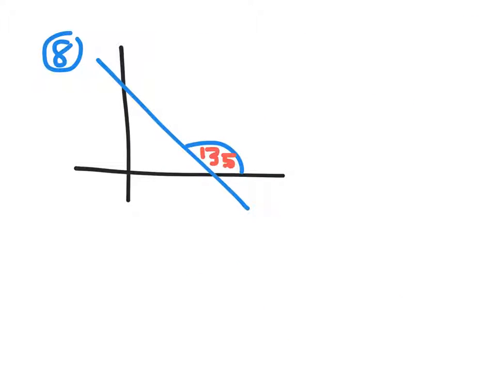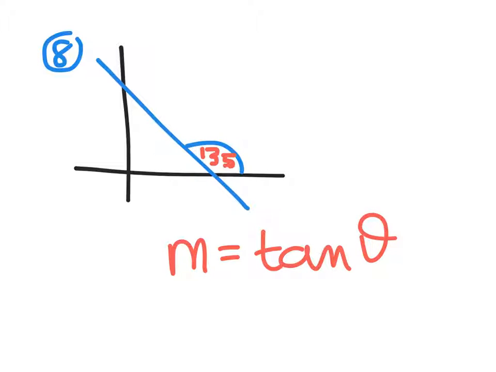Question 8, the last question. What is the gradient of line L? Well, we have a little formula which says m equals tan theta. We know what the theta is, we're told in the question. It's 135 degrees. So all I need to do is put that 135 into the formula and then get your answer. Okay, right, hopefully that helps.